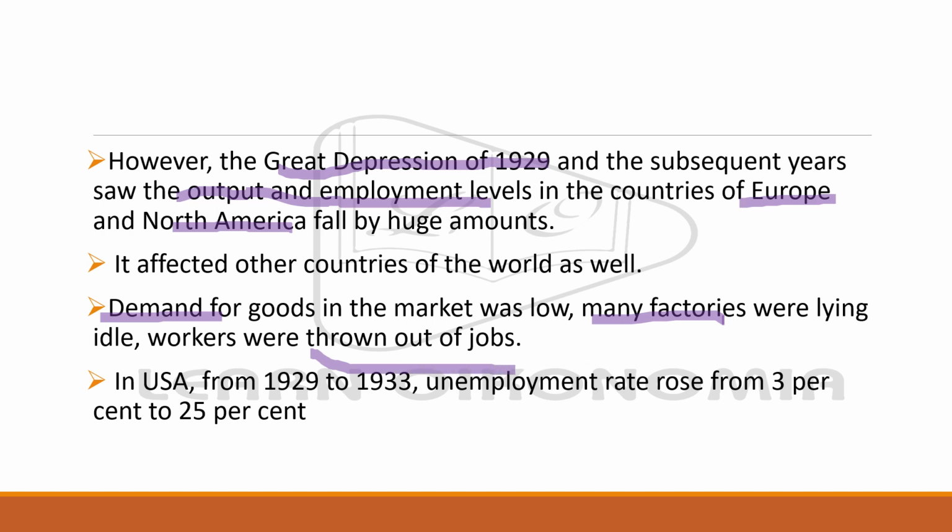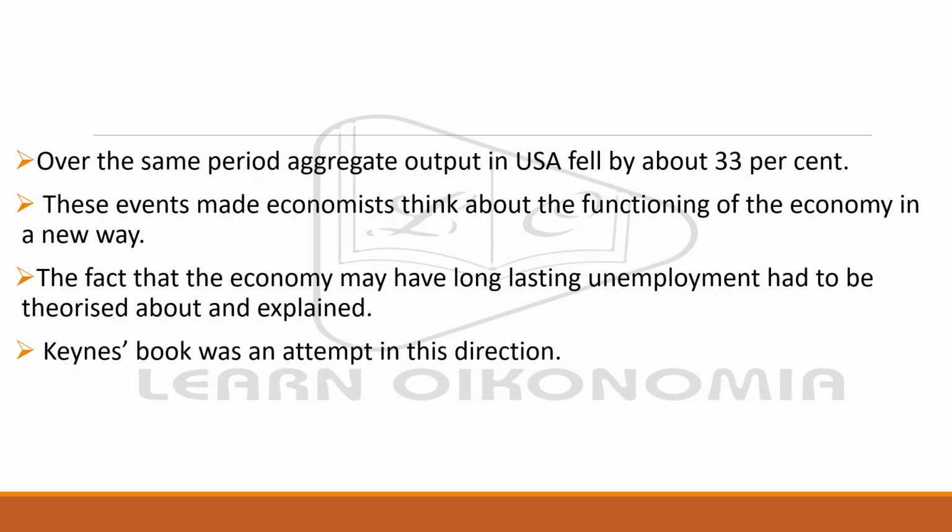In the USA, from 1929 to 1933, there was a huge unemployment situation. Unemployment could rise from 3% to 25%. That was the scenario. And over the same period, output also fell in the USA, and economists were thinking about the functioning of the economy as a result of these problems.